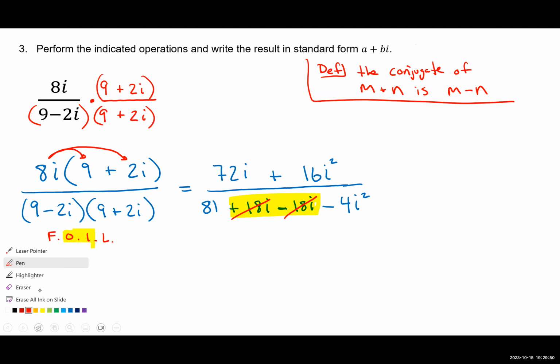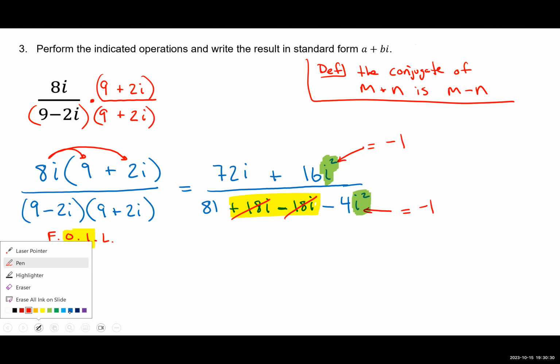Now, let me switch my highlighter to a different color. Well, let's go with green. We got an i squared there. We got an i squared there. Don't forget i squared. This is a new symbol that we're using, but i squared is equal to -1, and this i squared is equal to -1.